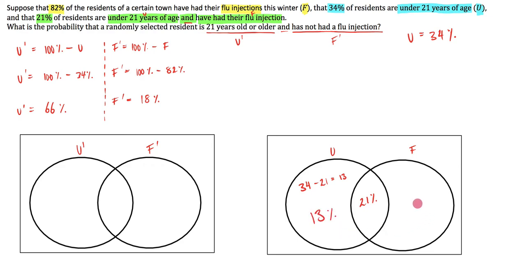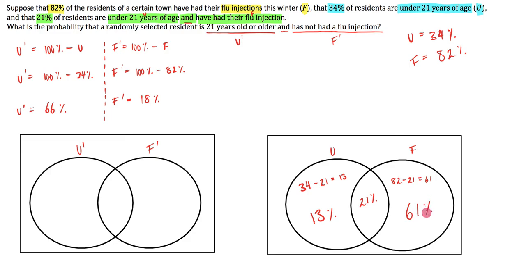And if we were to come over here to this F section, the amount of people who have had the flu injection, we know that F equals 82%. Therefore, to find this F section is going to be 82 minus this 21, which is going to be 61. So this is going to be 61%.